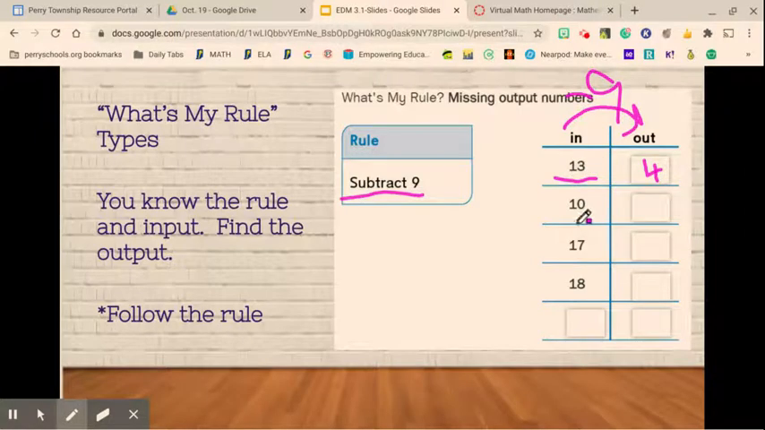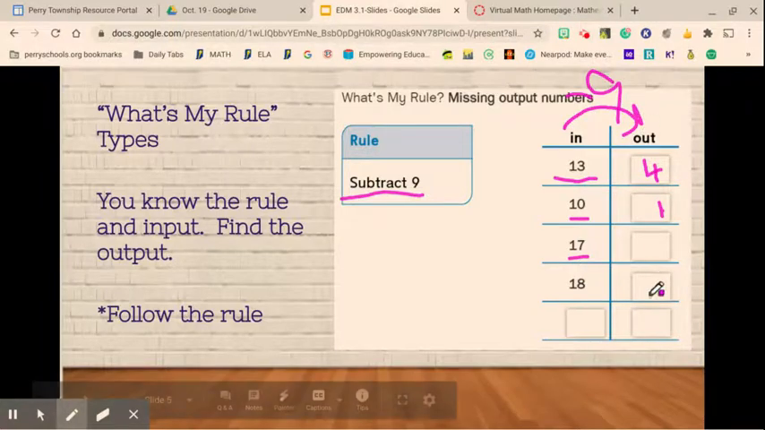I go to the next one. I have the number 10 that I put in. My rule says to subtract 9, so 10 minus 9 is 1. As I go to the third one, number 17, 17 is what I put in my machine. The machine does its job and takes away 9, so I am left with 8.